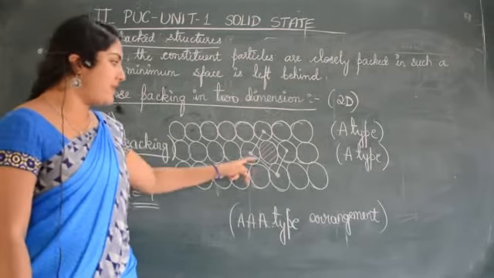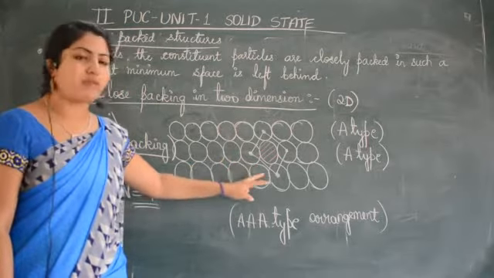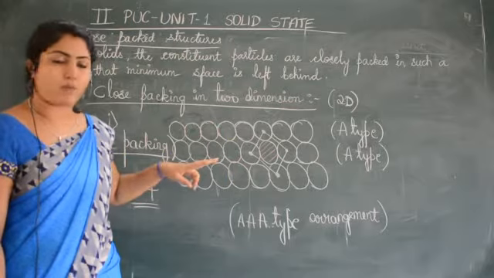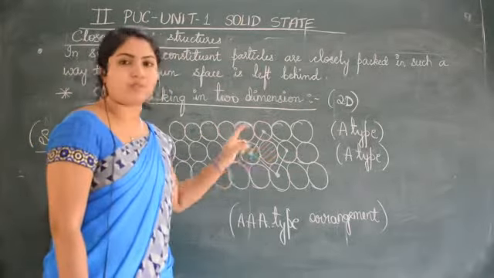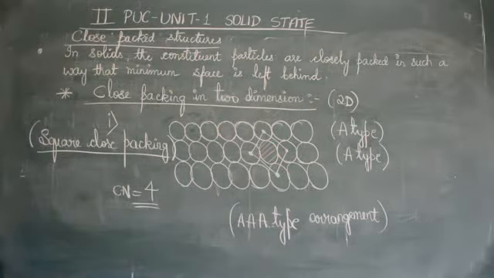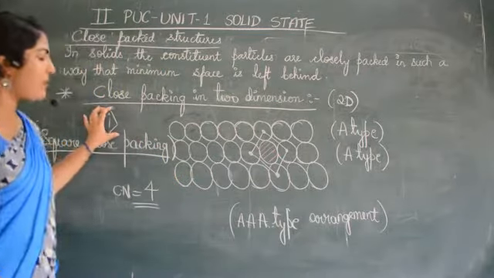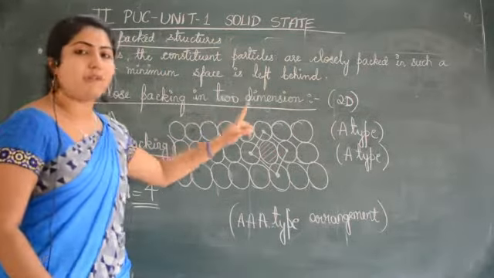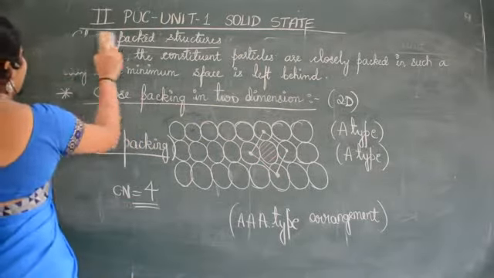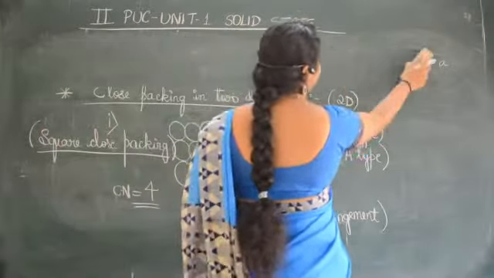Why is it called square close packing? Because when we join the centers of the immediate neighbors of the particle in a 2-dimensional AAA type arrangement, we get the shape of a square, and that is why we call it square close packing. If you have understood, this is one type of close packing in 2 dimension. We will see another way how we can pack it. Another way of close packing, again in 2 dimension. How can we do it?